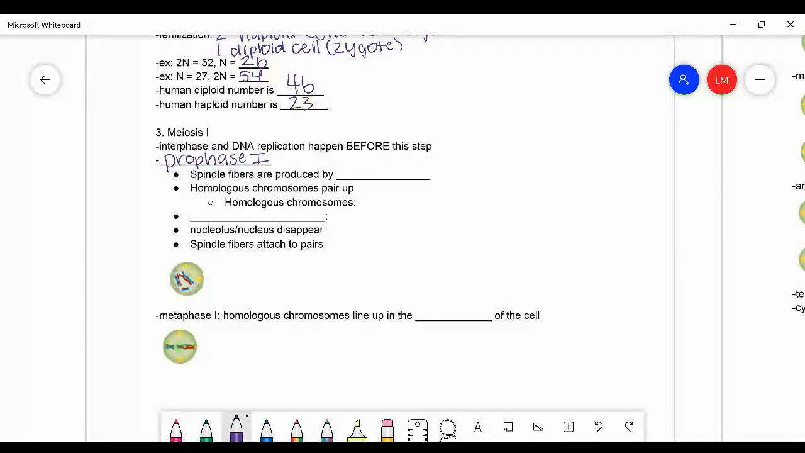So we know that our spindle fibers are produced by the centrioles. Something new is that homologous chromosomes pair up. A homologous chromosome is the corresponding chromosome from each parent.